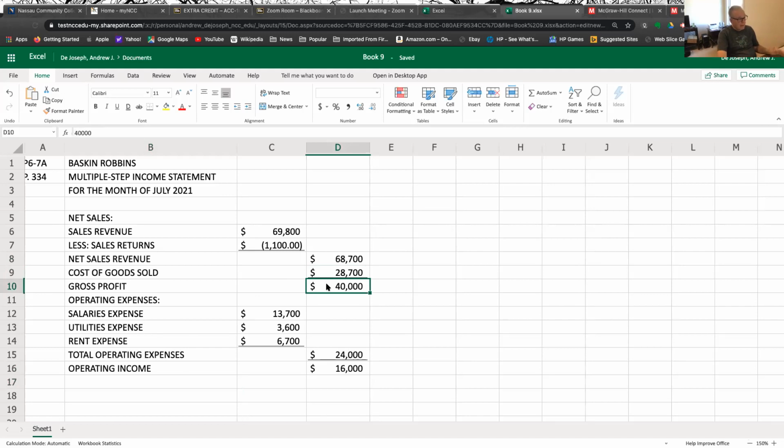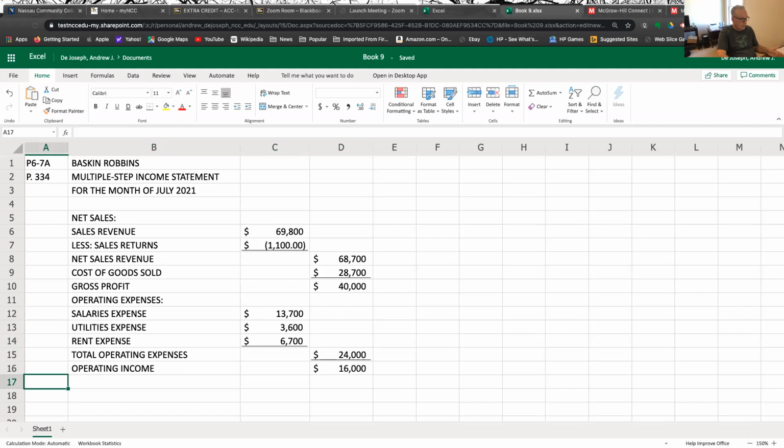But they have a store to run. They have people they have to pay, employees. They've got to keep the lights on and the air conditioning and the heat, right? They got to pay rent to their landlord. So after they did all of those things, they made a profit of $16,000.